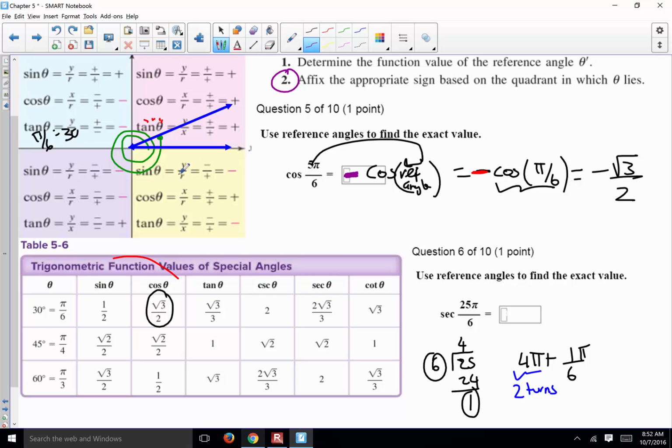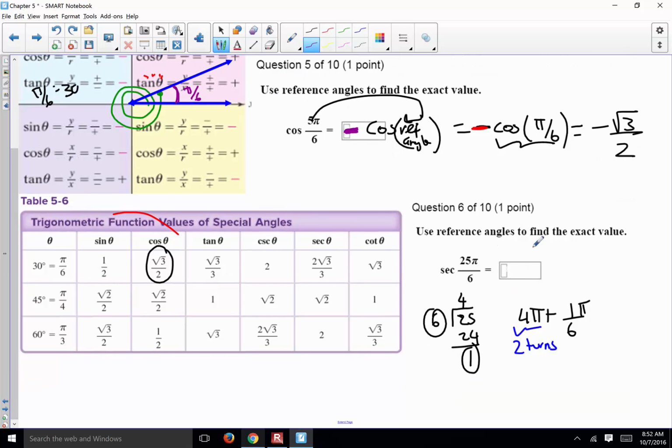What is the reference angle of this thing? Isn't it 30, pi over 6? So this thing is the same as secant pi over 6. Well, what is the sign? You need to give me the sign first. What is the sign of anything in the first quadrant? It's the easiest. It's always positive.